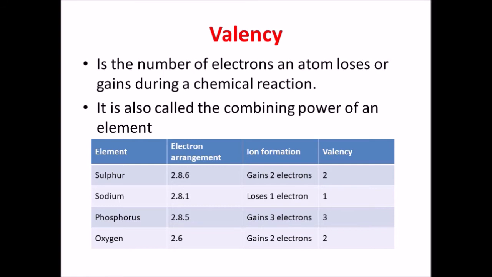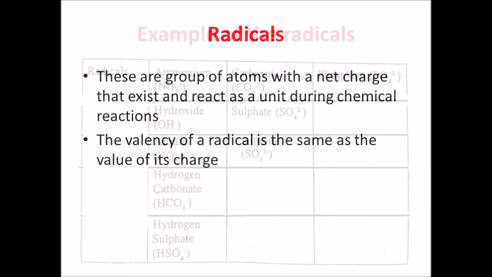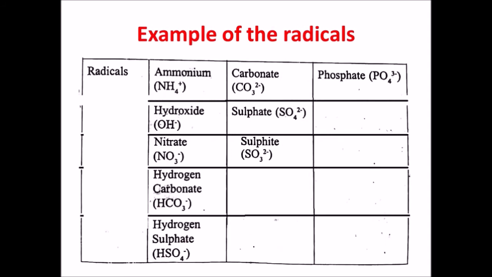If you look at sodium, it loses 1 electron, and therefore its valency is 1. What about radicals? These are a group of atoms with a net charge that exist and react as a unit during a chemical reaction. So the valency is the same as the value of its charge.